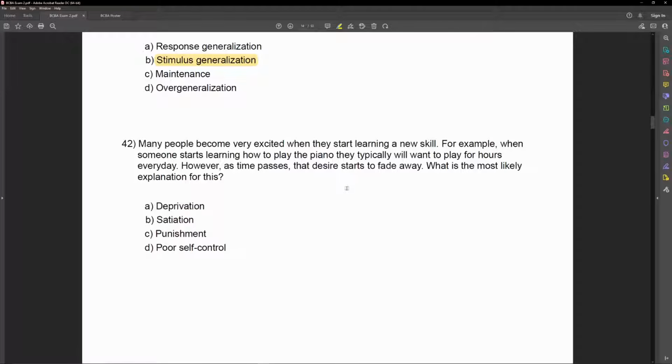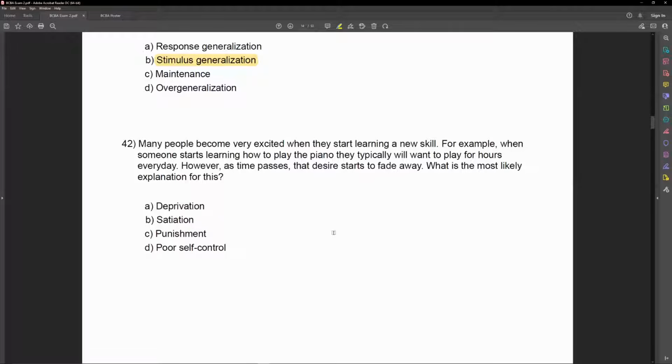It's a motivating operation question. So what is likely happening is this person, or in this case, the general someone, is starting to satiate on this piano, and the so-called desire or motivation starts to fade away. Is punishment involved? Well, we don't have any indication that punishment played a part in this. All we know is they play piano a lot, and now their desire or motivation is starting to fade away. So satiation is just going to be a better answer than punishment.